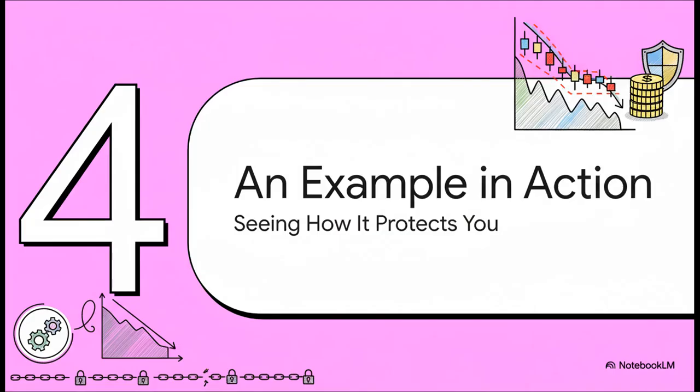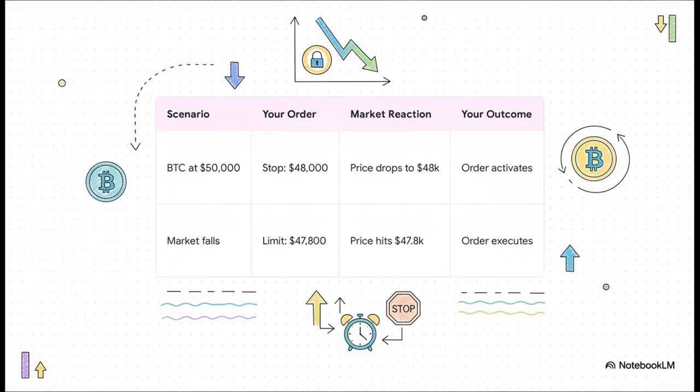So, let's make this crystal clear. I think seeing a real example is the best way to understand how this little tool can save you from a lot of heartache. Let's imagine Bitcoin is trading at a nice round $50,000. You're feeling a bit cautious, so you set a stop price at $48,000 and a limit price at $47,800. Okay, now let's say the market starts to fall. As soon as the price touches $48,000, bam! Your trigger is hit and your sell order goes live. If the price keeps dipping and hits your limit of $47,800, your order gets filled. You're out of the trade. You've limited your loss and you're protected from a potential nightmare drop down to, who knows, $40,000 or even lower. See how powerful that is?